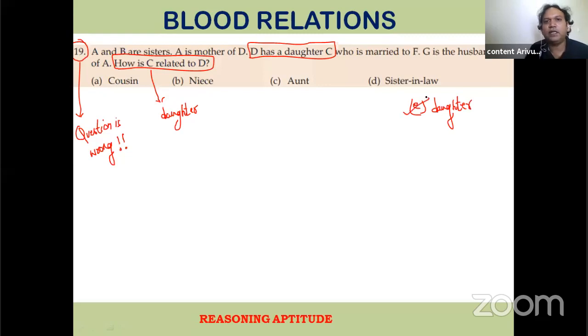But if that is the question, then what is the point of giving other information? Because D has a daughter C, and they're asking you how is C related to D. That makes it obvious, no? Very simple. If D has a daughter C, then C is the daughter of D. Clear? So that's a very, very stupid question, and the answer options are also wrong. I hope this point is clear to you now. If there is any confusion, please let me know.